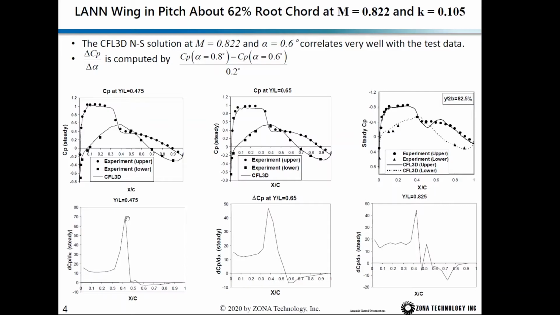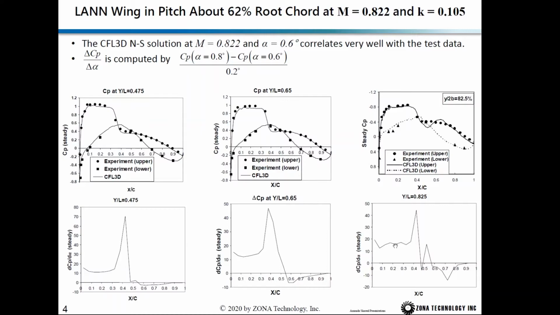and the dCP by d alpha shows spikes. Those spikes are caused by the steady shock, because in the steady flow, once the shock occurs, the CP across the shock has a rapid change in slope. So if you take the derivative of the steady CP with respect to the angle of attack, you will have a spike.